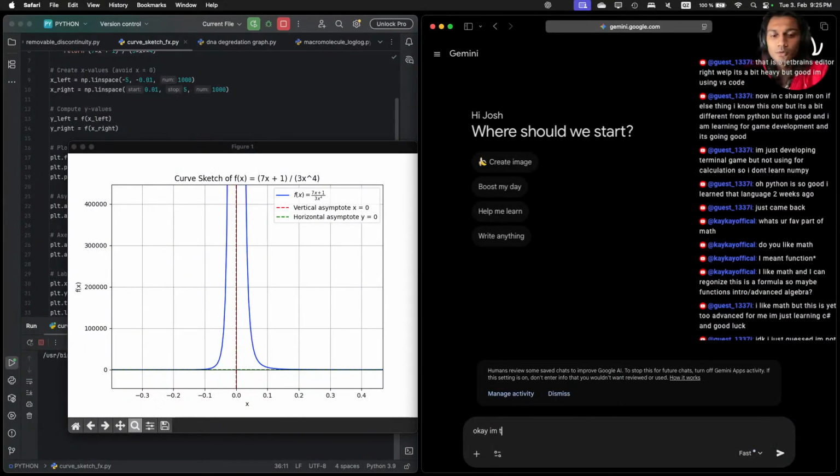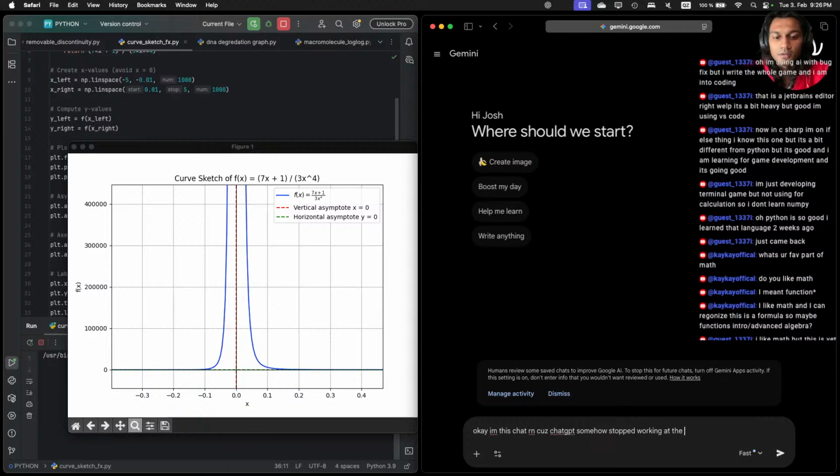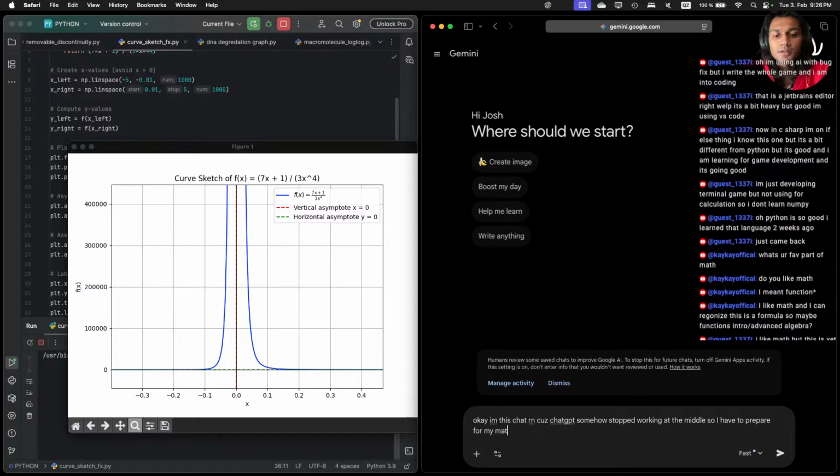Okay, I'm using this chat right now because ChatGPT somehow stopped working at the middle, so I have to prepare for my math exam one way or another. And this was the question I was working on.